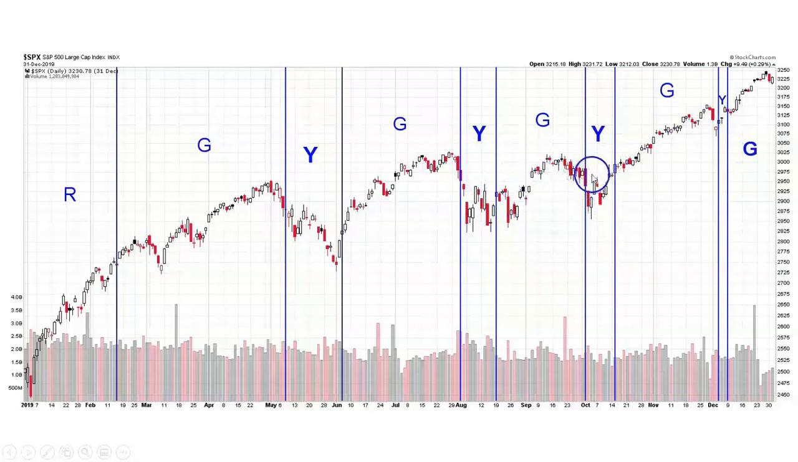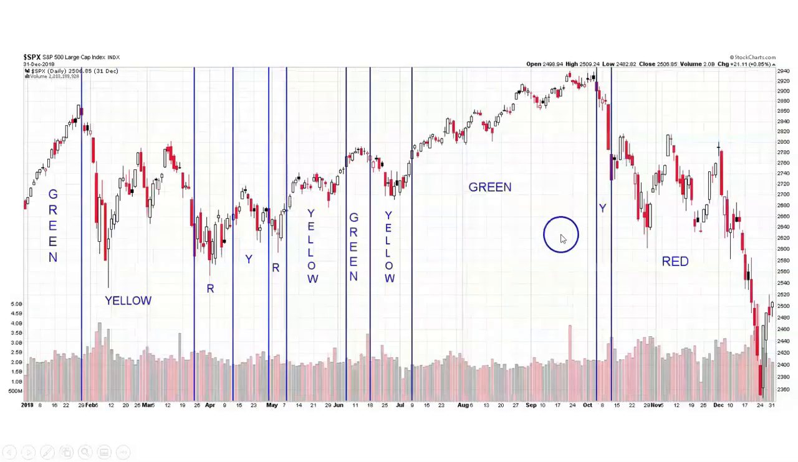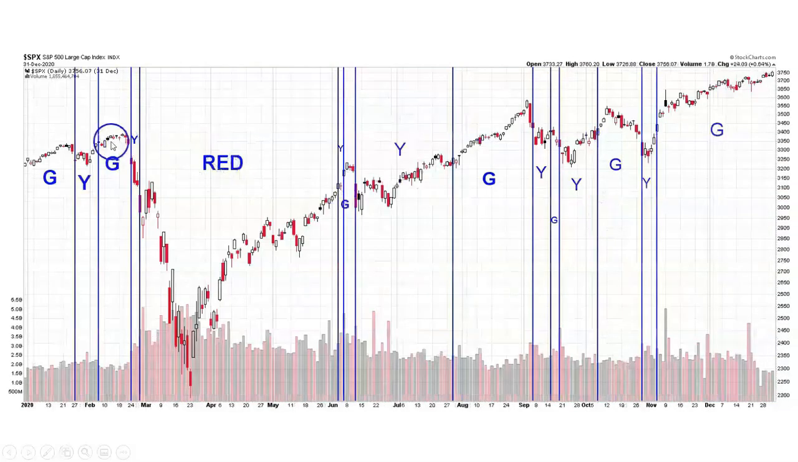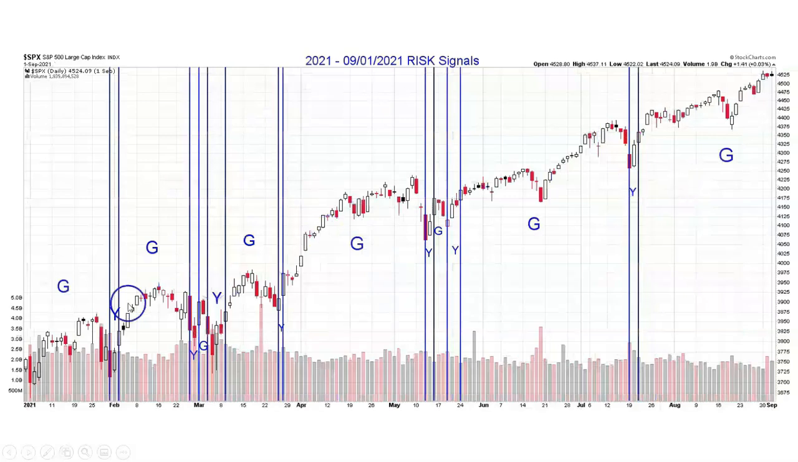The yellow is kind of a short pullback in a lot of cases, but as we saw here in 2018 and what you'll see also in 2020, the yellow signal can be that transition signal between a green signal and then a red signal, as we see here with the COVID sell-off in February, March of 2020. And again, as we see here, most of the upward progress in the stock market is going to be made in a green signal environment.